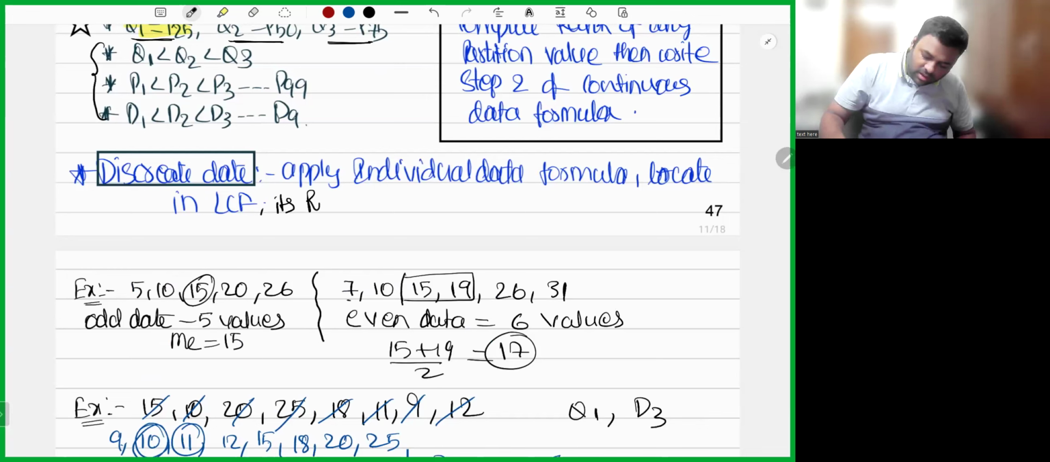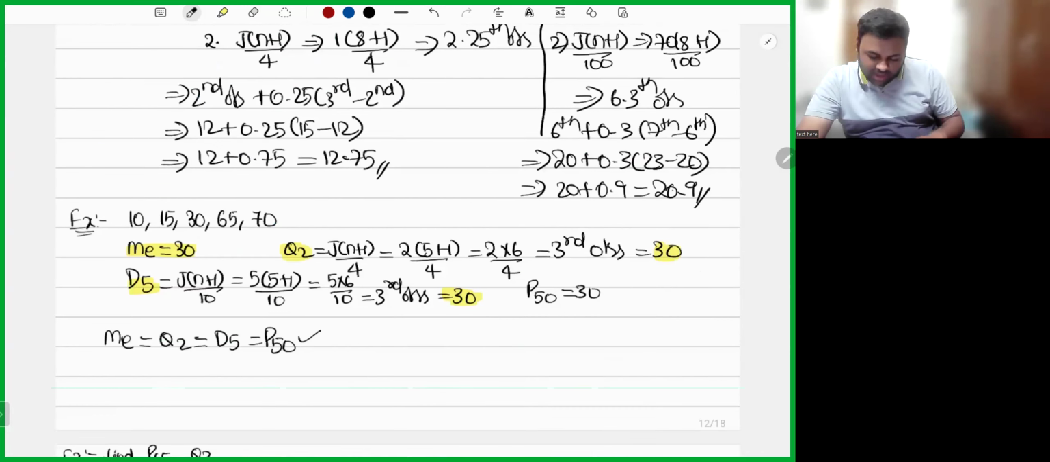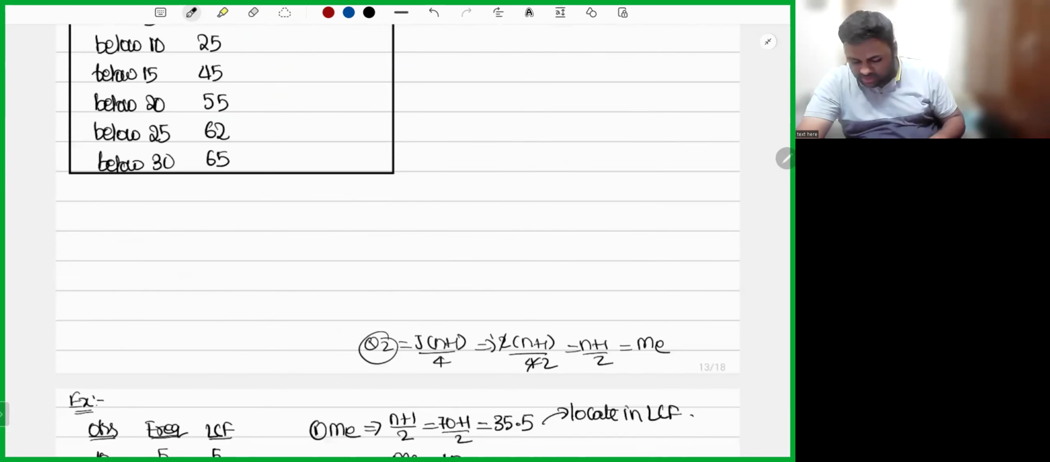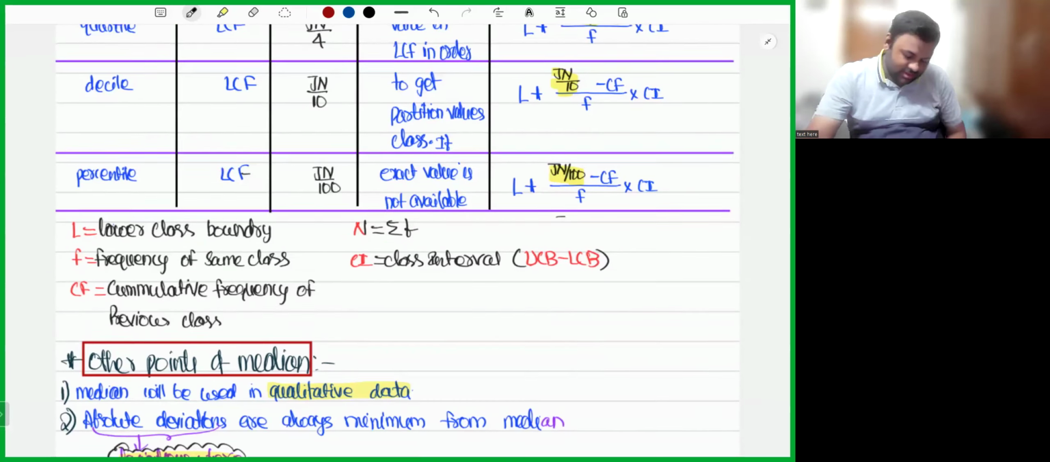Its respective observation is the answer. I hope you remember these rules.